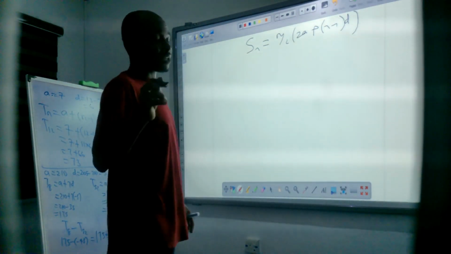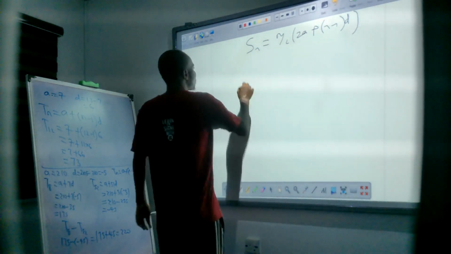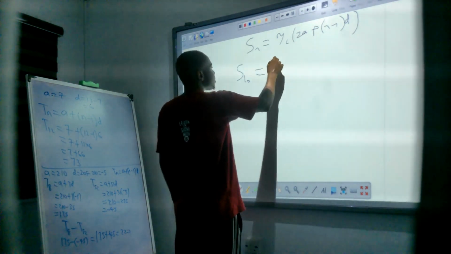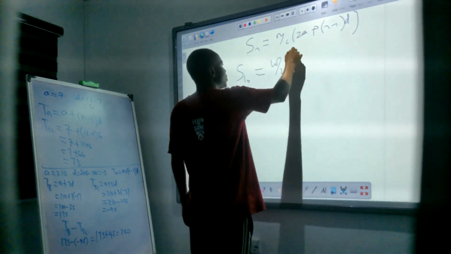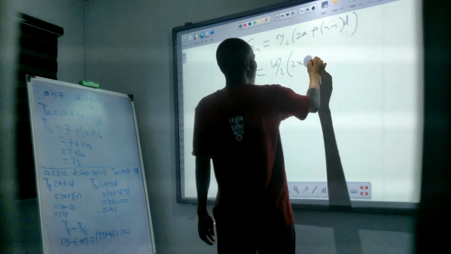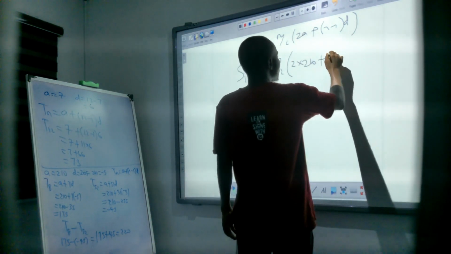Our b is minus what? Minus 5. Our d is minus 5, the common difference. In the second question, we are looking at the sum of the first 10 terms. So our S10 will be equal to 10 over 2, open bracket, 2 times, what is the first term?